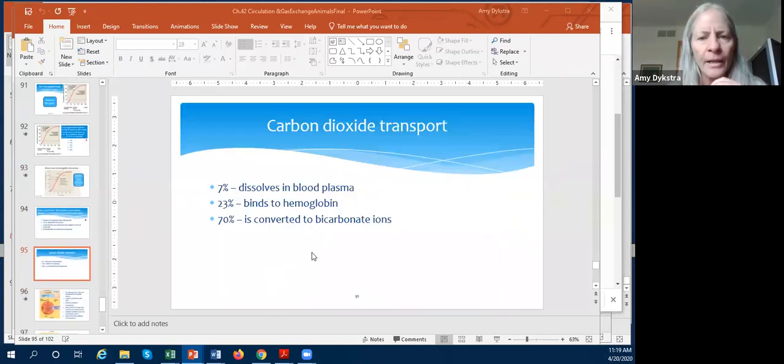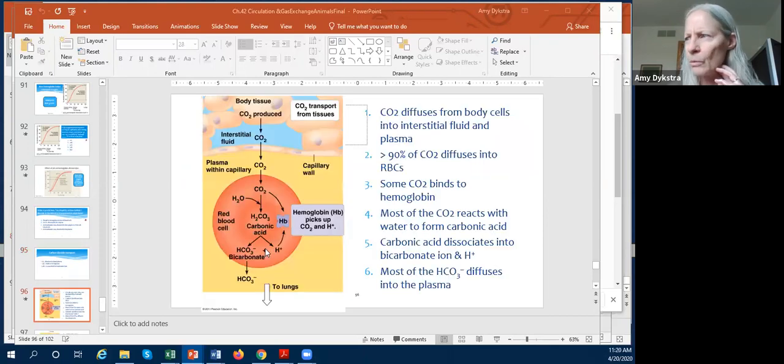And then carbon dioxide is partly just carried dissolved in the blood plasma, and about a quarter of it binds to the hemoglobin, but 70% of it is converted to bicarbonate ions, and the majority of that diffuses into the plasma. So the majority of the carbon dioxide in the blood is carried in the form of bicarbonate ions in blood plasma. So we had this series of slides here that shows this.